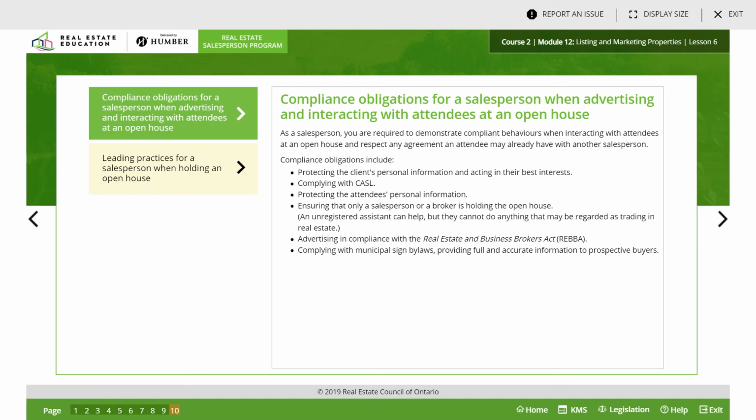Complying with municipal sign bylaws, providing full and accurate information to prospective buyers.